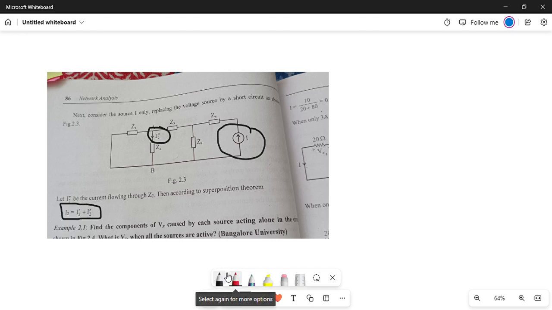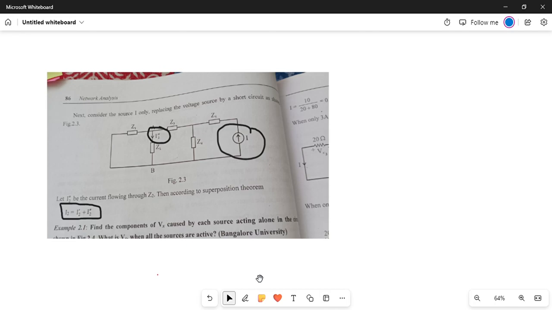Superposition theorem means that for a linear bilateral network which is having more than one independent source, the response through any element, that is the current or the voltage across any element, is equal to the algebraic sum of the individual voltages or currents of that element due to the independent sources acting alone, setting all the other independent sources to zero, that is open circuit or short circuit according to the given source.